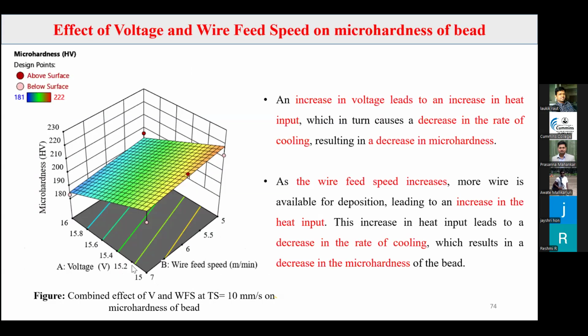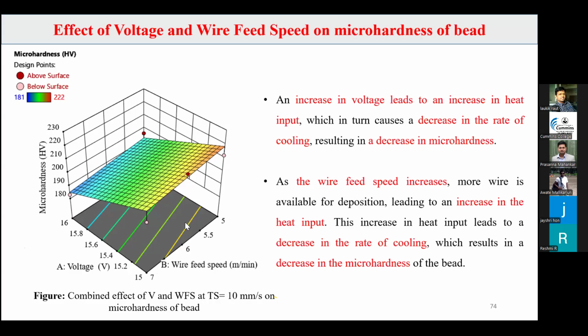Then I have plotted the combined effect of voltage and wire feed speed. As we increase the voltage, the micro hardness decreases. An increase in voltage leads to an increase in heat input, which in turn causes a decrease in the rate of cooling, resulting in a decrease in micro hardness. As the rate of cooling decreases, there is a decrease in the micro hardness.